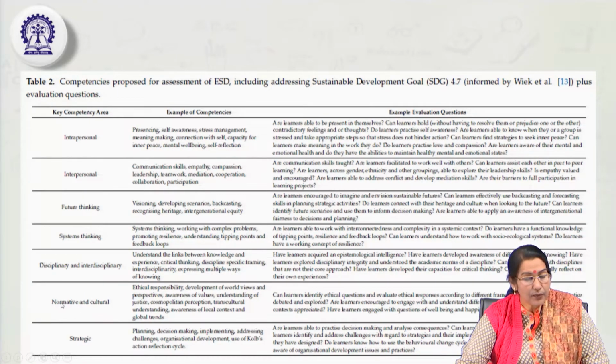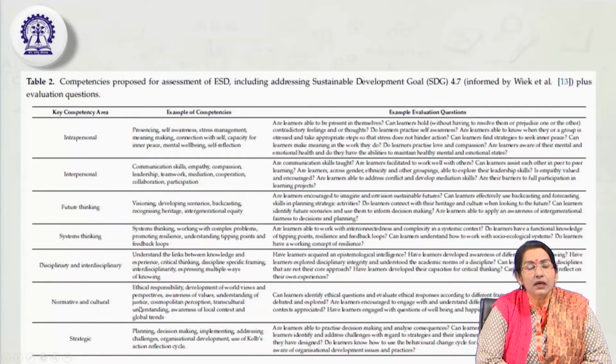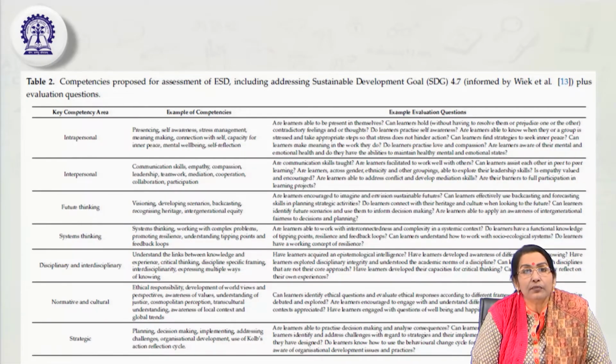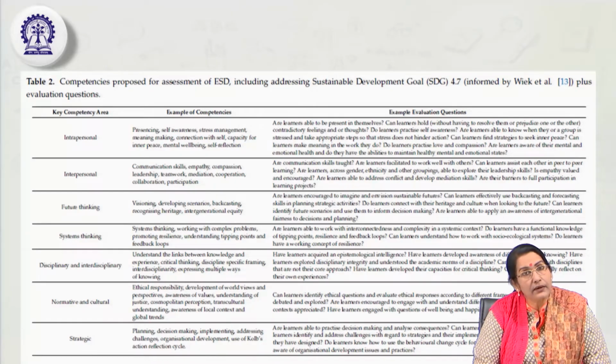cultural definition. Normative cultural competency is primarily more of the universal learning about universal values, ethical responsibilities, developing a worldview perspective. So, awareness of the universal values, undertaking justice, then having a cosmopolitan perception, a transcultural perspective, then again awareness of the local context as well as the global trends. How can we establish a bond of collaborative cooperation between the local context, the local requirements, the local needs of the people, along with the global trends, global requirements.